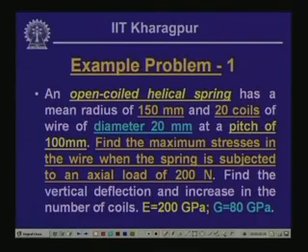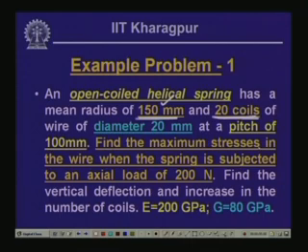Now, let us look into some examples wherein we can make use of these formulae for evaluating the stresses in an open coil helical spring. The first example is that an open coil helical spring has a mean radius of 150 millimeter, so the value of R, capital R, is 150 millimeter, and it has 20 coils.